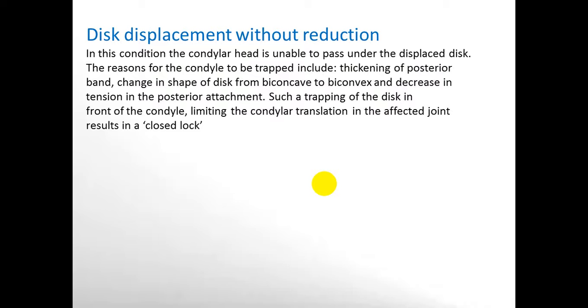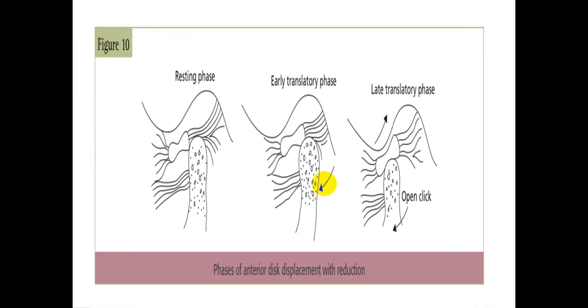The disc displacement without reduction. In this condition, the condylar head is unable to pass under the displaced disc. The reasons for the condyle to be trapped include thickening of the posterior band, change in shape of the disc from biconcave to biconvex, and decrease in tension in the posterior attachment. Here we see the phases of anterior disc displacement. We have the resting phase, early translatory phase, and the late translatory phase.